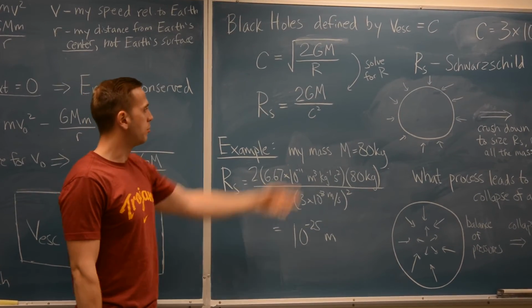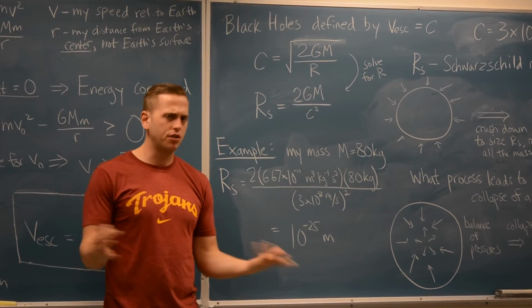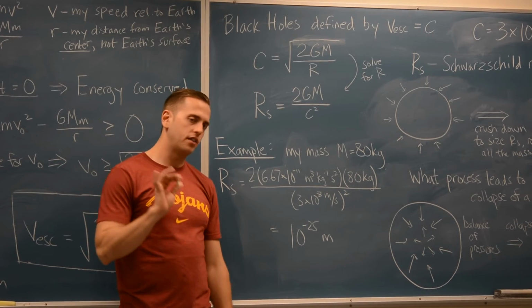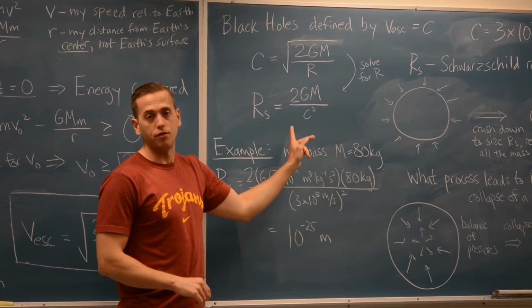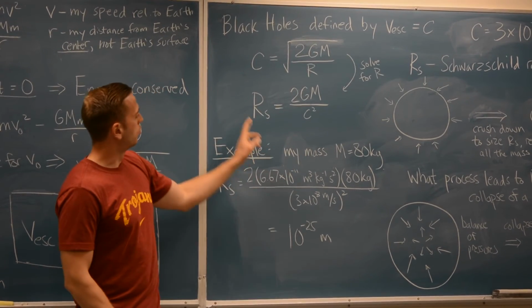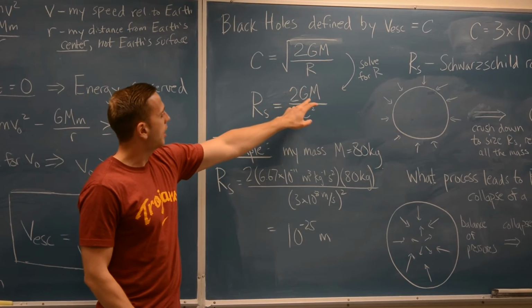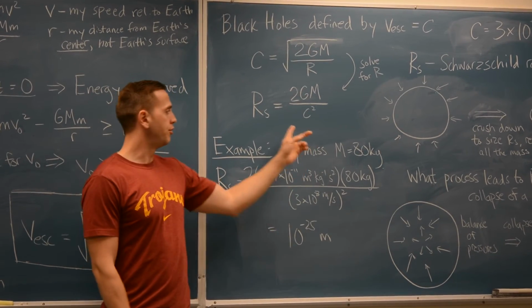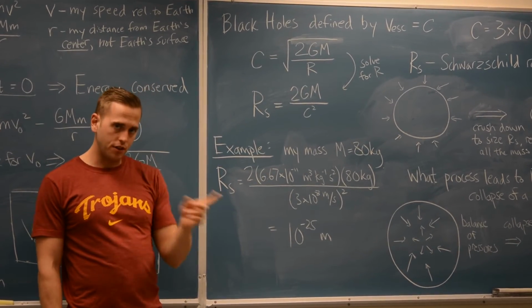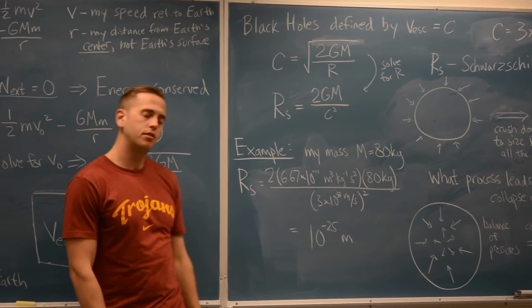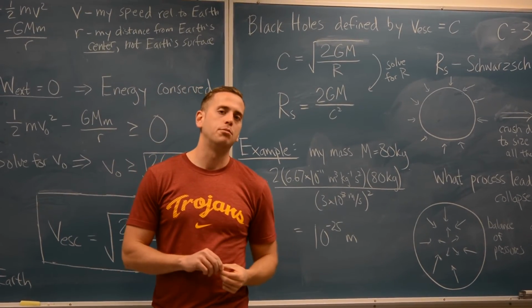Now, as you notice, there's some radius term in here. So what does that radius mean? We'll get to that in a second. Let's solve for it first. The radius is equal to 2GM over c squared. It turns out this is called the Schwarzschild radius. What does the Schwarzschild radius mean?